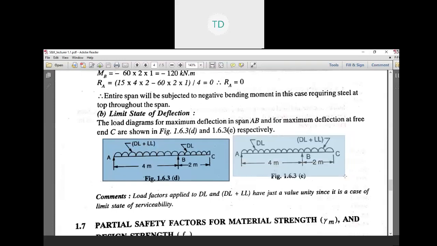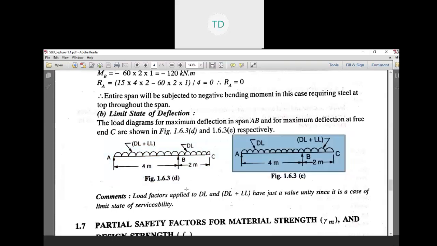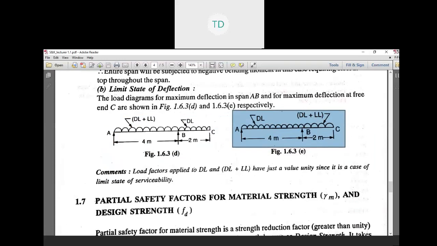Same as the other case. In this case, dead load and live load are moved to BC and only dead load is moved to AC. The two are opposed to each other. The load factor applied to the dead load and dead load plus live load has just unit value, since it is a case of limit state of serviceability.